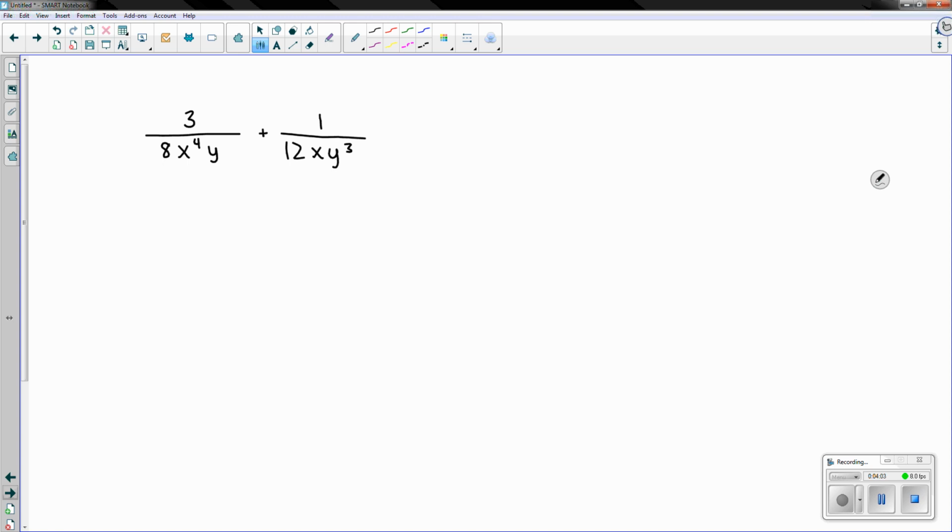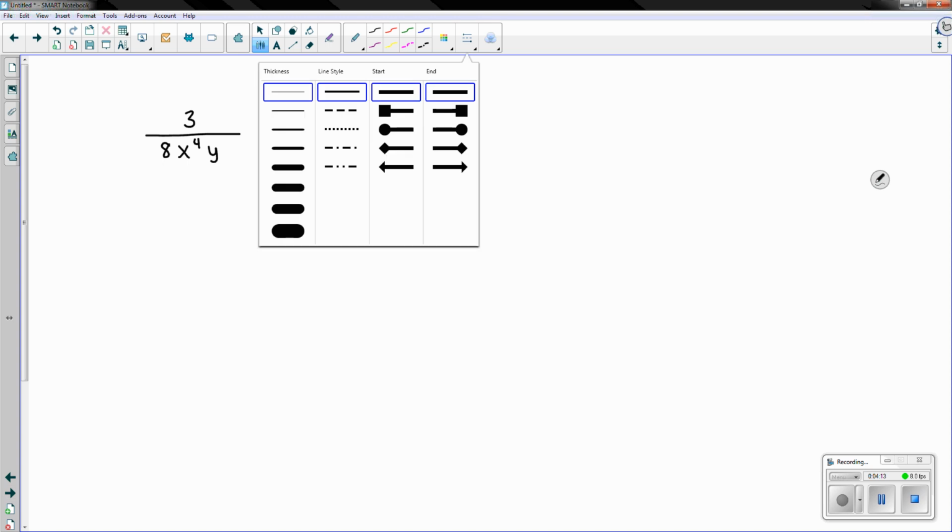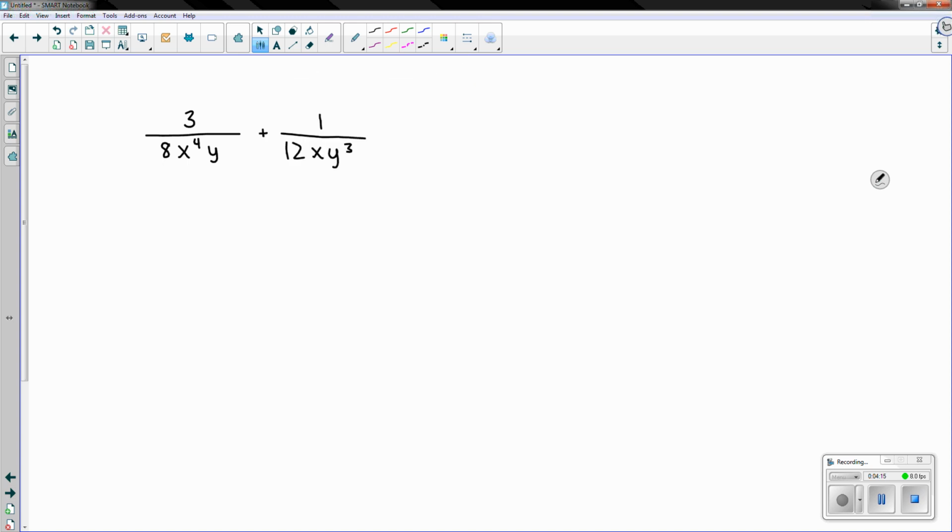So now we have these monomial expressions with the introduction of variables, and we want to add these together. To add them, we must get common denominators. So let's first identify the least common multiple between our denominators. We have 8x to the 4th y, and 12xy cubed.